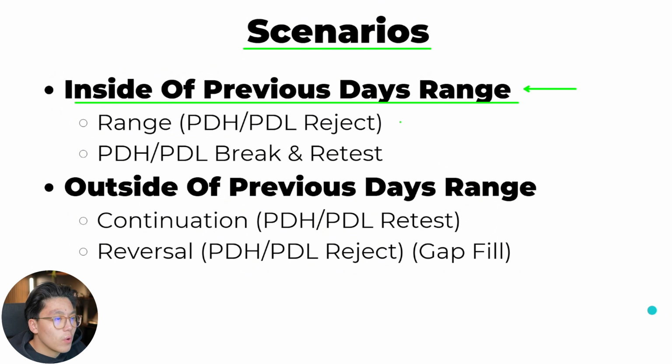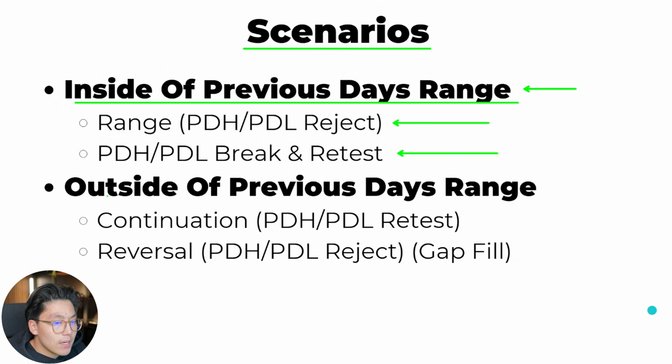So what we'll be looking for when we're inside of previous day's range is we're going to be looking for, number one, a previous day high and low rejection. This is the number one scenario. And number two scenario is the previous day's high break and retest. This is when price is inside the range, then we break above its previous day high, retest, and we look for continuation. So this is inside of its previous day range.